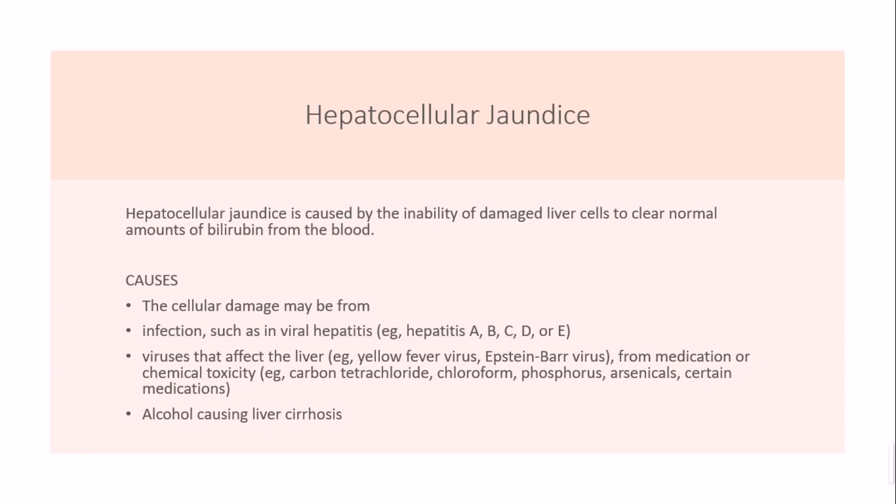So why does this occur? This could be because of cellular damage, which is happening because of infection. Maybe it is viral hepatitis A, B, C, D, or E. So basically this all happens because of some virus and infection. Viruses that affect the liver, like yellow fever virus and Epstein-Barr virus, and also some medications which are chemically toxic to your liver. So these kinds of medicine and alcohol will cause liver damage, due to which there will be inability of the liver to excrete this amount of bilirubin, causing jaundice.